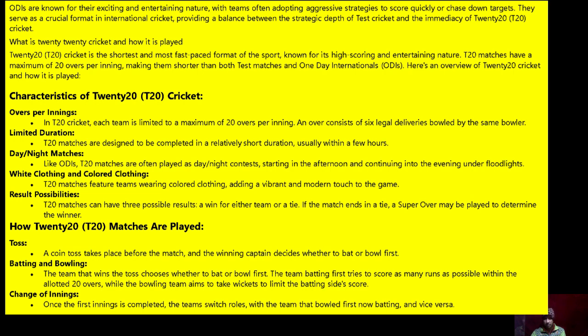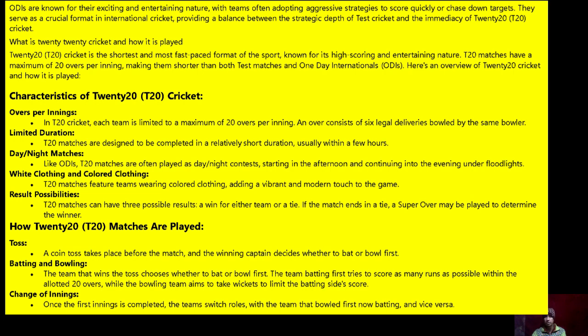So next topic is historical significance. So first point, inaugural tournament. The first ICC Cricket World Cup took place in 1975 in England and the West Indies emerged as the inaugural champions. Second point, notable champions. Over the years, various teams have won the World Cup, including West Indies, India, Australia, Pakistan, Sri Lanka, and England.